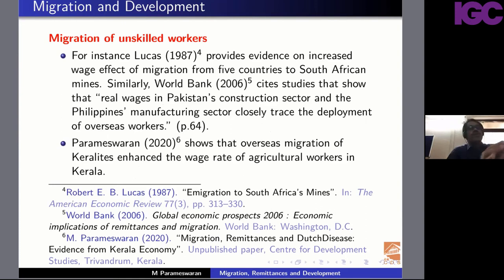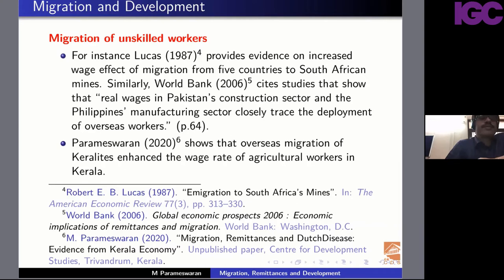The slides are prepared in such a way that for each topic I discuss the issue and then I discuss the empirical evidence on that, and the slides also contain the references so that those who want to read further will get these references. They can easily see which references they have to look at. So now, regarding the wage and employment impact of unskilled migration, there are some prominent studies out there.